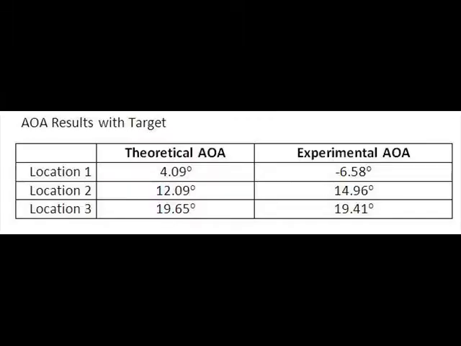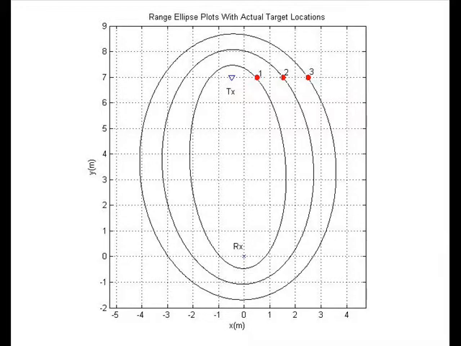These are the results from the outdoor experiment. As you can see, for positions 2 and 3 the results are close, and at position 1 there is room for improvement. Using our correlation method, we generated range ellipses for each of the 3 target positions represented by the red dots. As you can see, the measured range matches the actual position quite well.